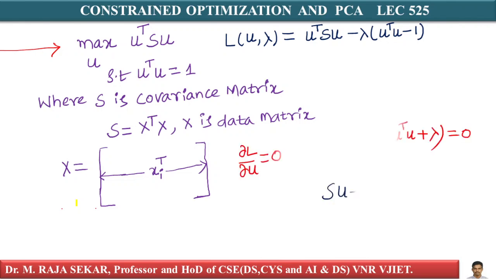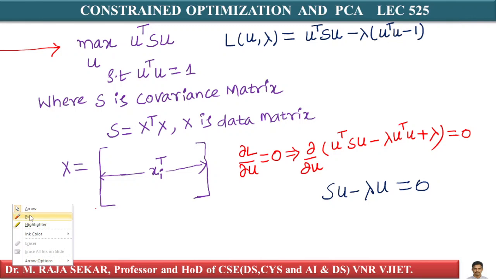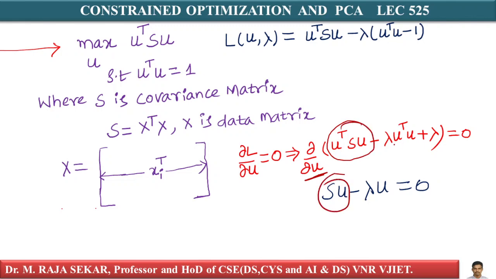Now if I take the derivative of the Lagrangian with respect to u and set it to zero, that is dou L by dou u equal to 0, what will you get here? You are differentiating partially with respect to u. Dou by dou u of u transpose S u is S u. Dou by dou u of lambda into u transpose u is lambda u. Dou by dou u of lambda, it's a constant, it will be 0.